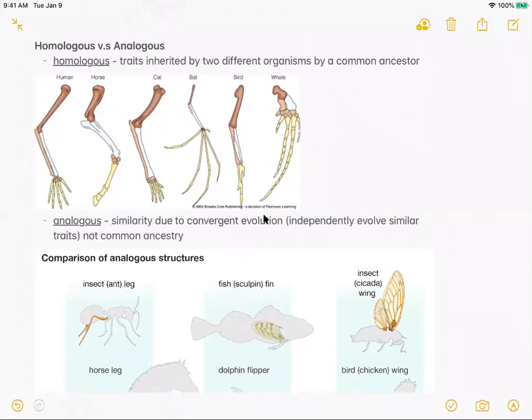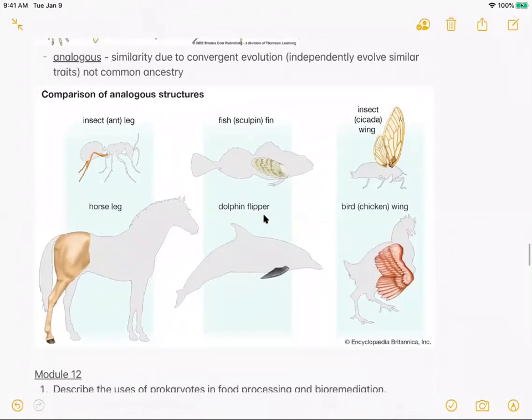And then analogous traits, there's similarity due to convergent evolution. So it's not from a common ancestor, and they're independently evolved, even though these traits are somewhat similar. Here I have a few comparisons of analogous structures. In the case of an insect leg and a horse leg, even though they both have legs, they didn't necessarily get their legs because of a common ancestor. They evolved those on their own.